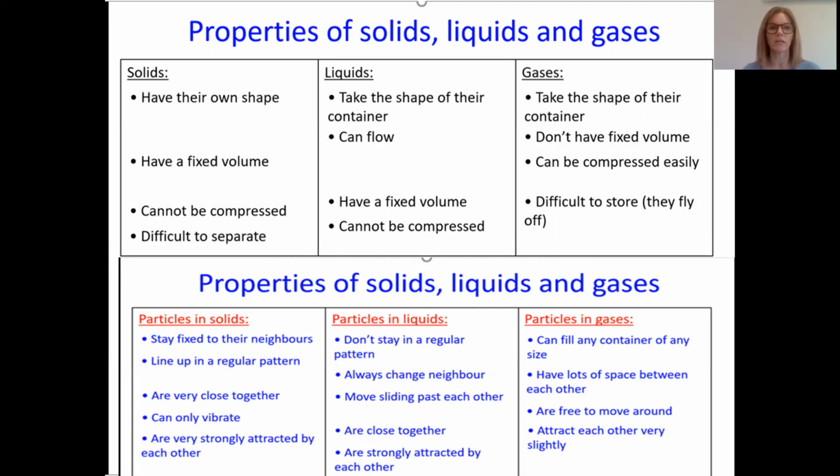So it talks to you about solids. So it says solids have their own shape, they have a fixed volume, cannot be compressed, they are difficult to separate. If you look at the bottom here, then it talks about the particles of a solid. So the particles in a solid stay fixed to their neighbours, line up in a regular pattern, are very close together, can only vibrate, are very strongly attracted by each other.